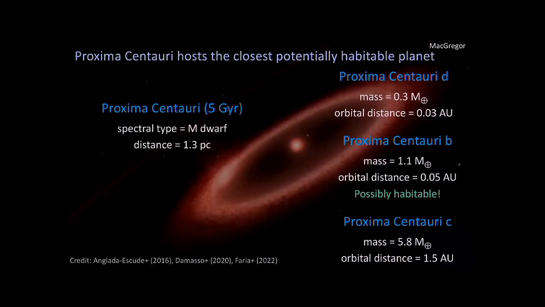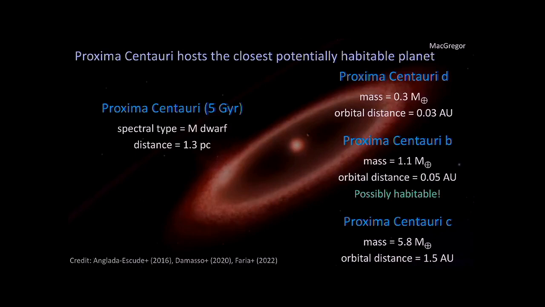Now, I got interested in flaring by looking at this one particular target, right, which is Proxima Centauri. So Proxima Centauri is our nearest star. It's an M dwarf. And it has two, definitely maybe three, exoplanets orbiting it, one of which, Proxima Cen b, is everybody's favorite potential habitable exoplanet because it's a roughly Earth mass planet in the habitable zone of Proxima.